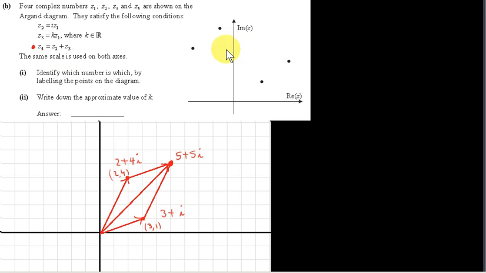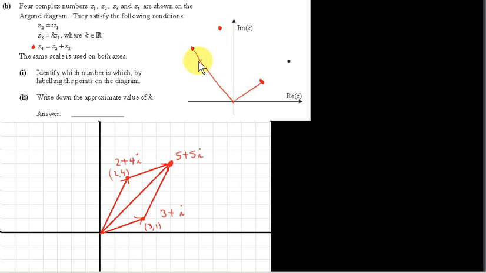Now if we go back to this situation here, we have four complex numbers shown. One of them is the sum of two of the other three. So it's not too difficult to see that this complex number here is actually the sum of this one and this one. So if we take these two and add them together, we will get this one.